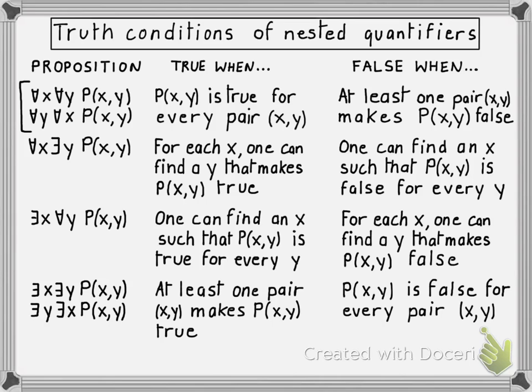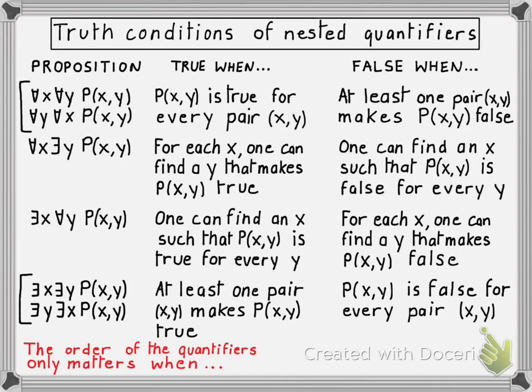Okay, welcome back. I hope that you came to the conclusion that these two propositions have exactly the same truth conditions. In other words, they are logically equivalent. So the conclusion of this analysis is that sometimes the order of the quantifiers matters, and sometimes it doesn't in nested quantifier situations. In particular, one conclusion is that the order of the quantifiers only matters when what?